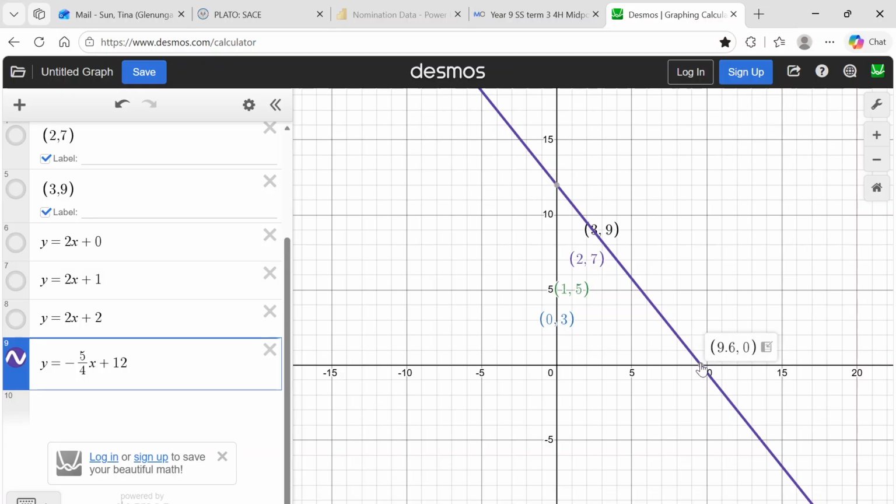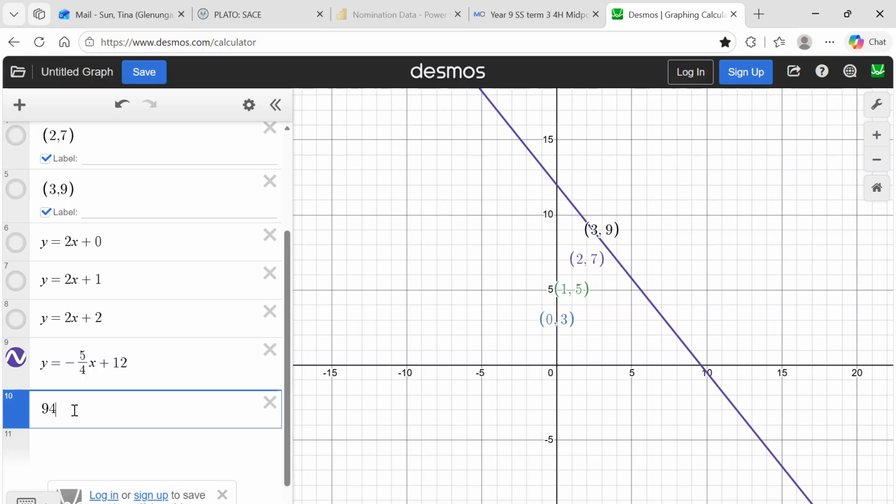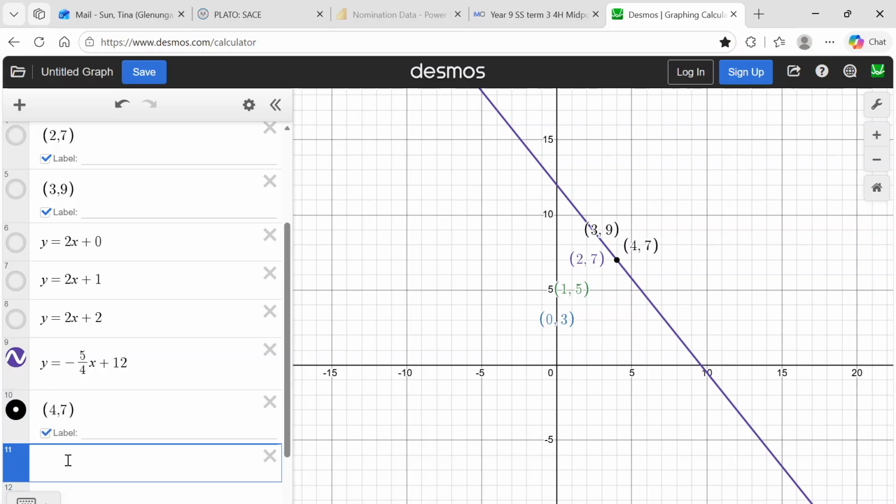So this one, we definitely got that y-intercept (0, 12). And also we will check if it goes through another 2 points. So the 2 points will be (4, 7) and (8, 2). So we have a look at (4, 7) and (8, 2). Okay, so I type in (4, 7). We label that. And another point is A2.